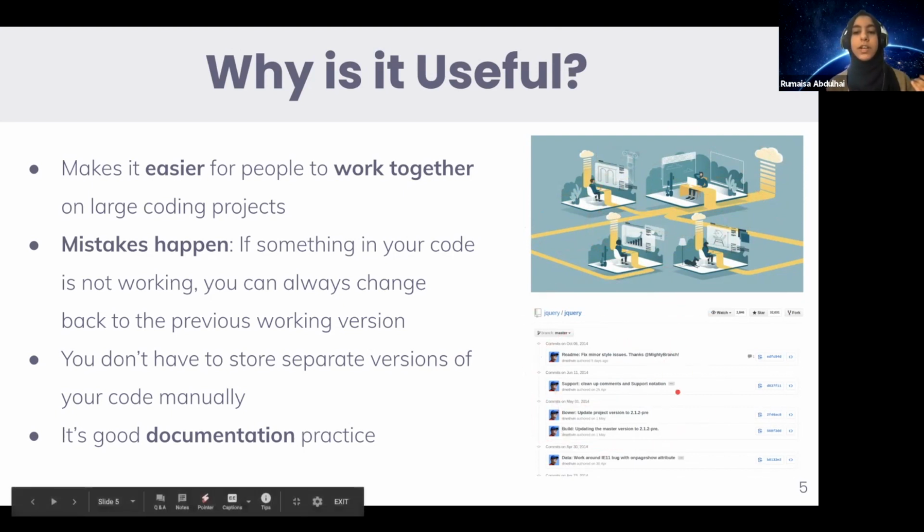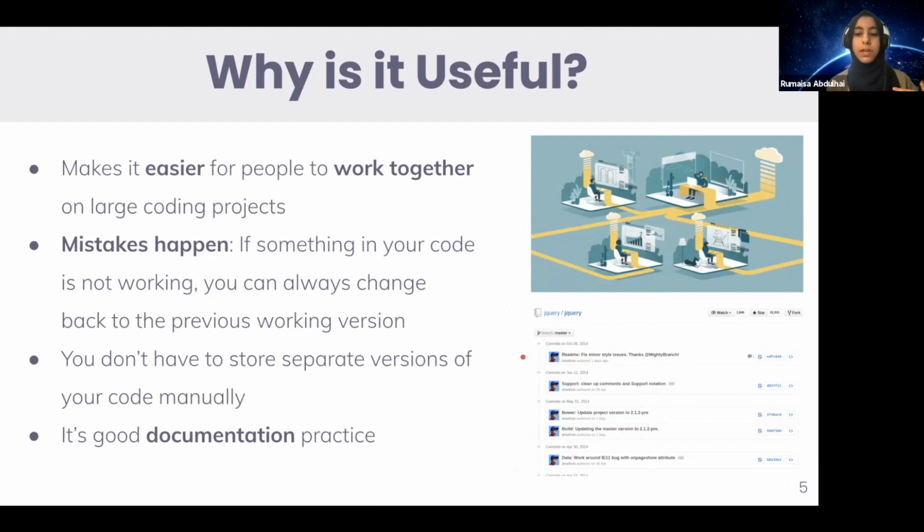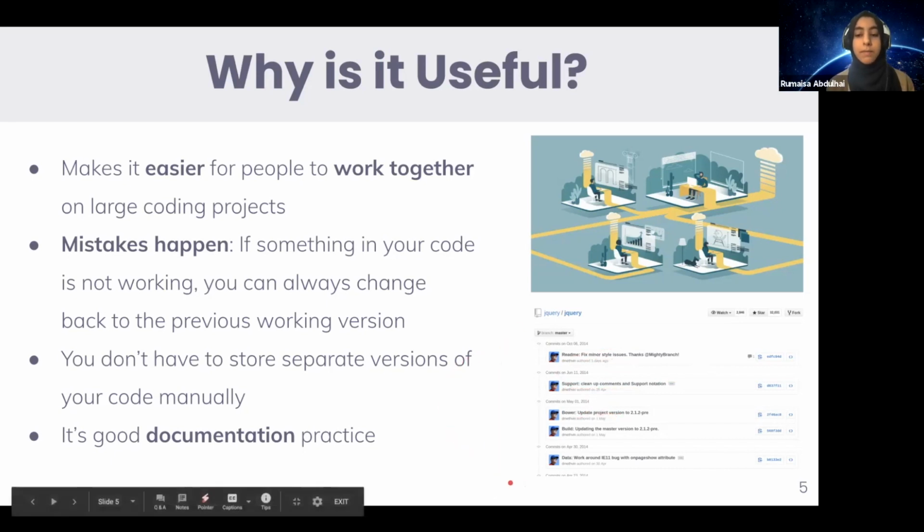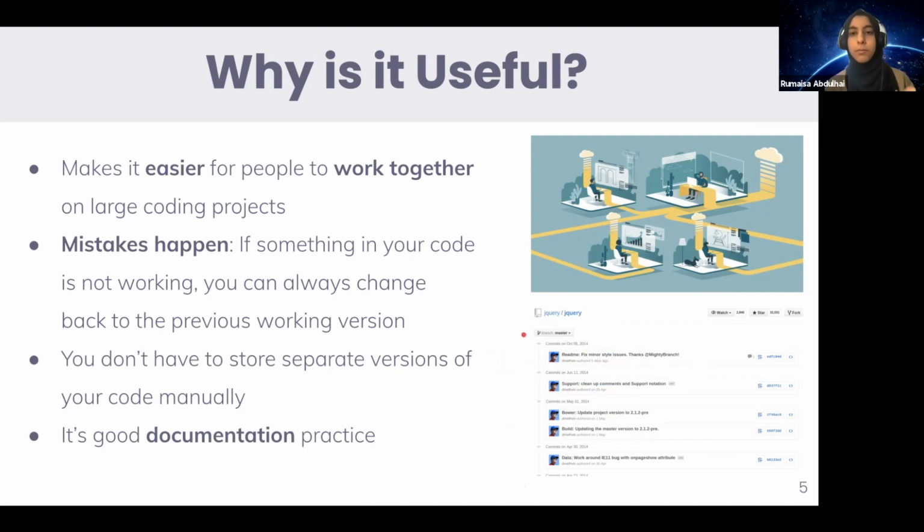The other picture here is a screenshot actually from GitHub. We'll learn more about what that is, but as you can see, there are these commits. We'll learn about what a commit is, but you see these comments here, right? So readme, fix minor style issues, clean up comments, update project version. Having a version control system allows you to see what changes you made and why you made those changes to your code. And it's very useful when you are working on a large coding project.